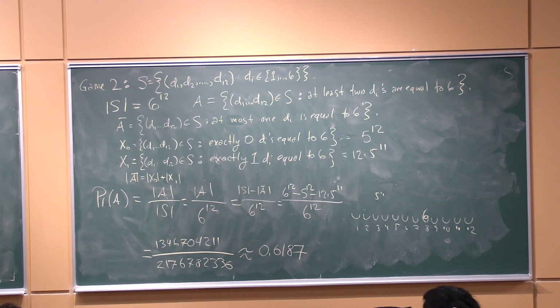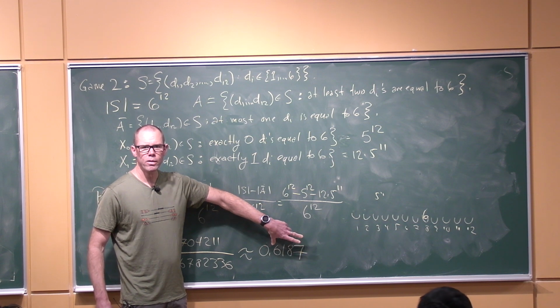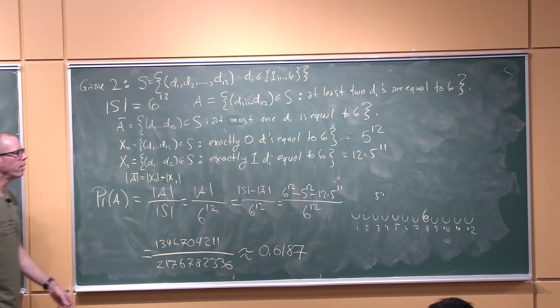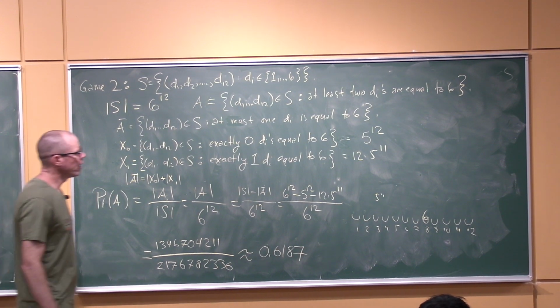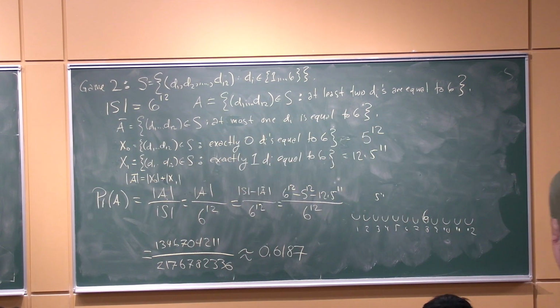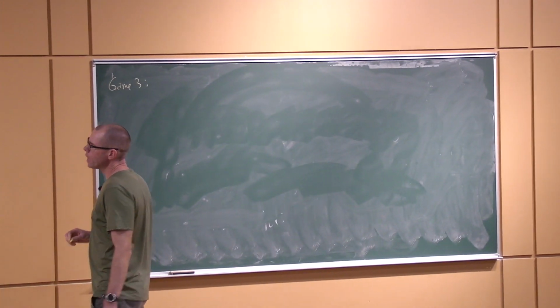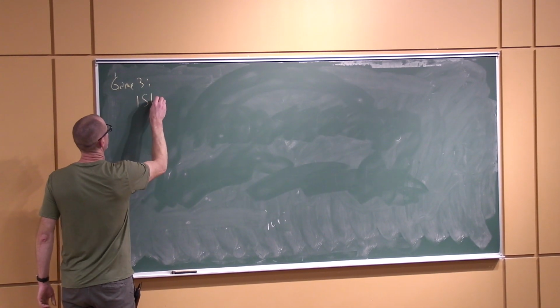So the probability of winning game 1 is about 0.6651. Probability of winning this one is about 0.6187. So game 2 is not as good for us. We're less likely to win, meaning we're more likely to lose our head. And if we do game 3, it just gets worse because it's going to look like this.